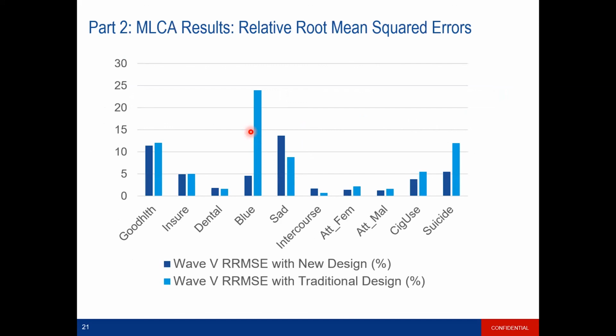At last, if we just look at the relative residues for the mean squared errors, then you can see that for the new design, which is a dark blue bar, is lower than the light blue bar for most of the items, except for SAD and just a few other things.